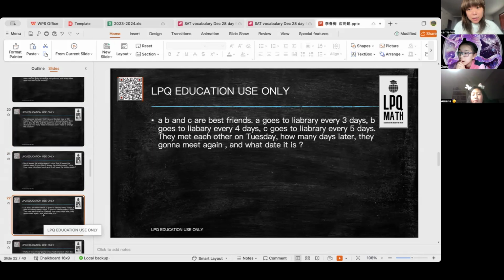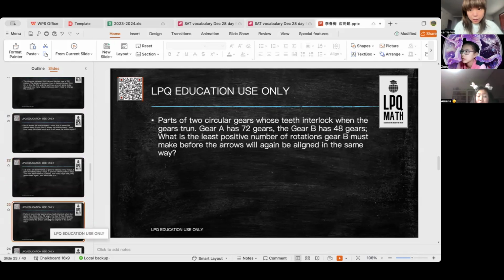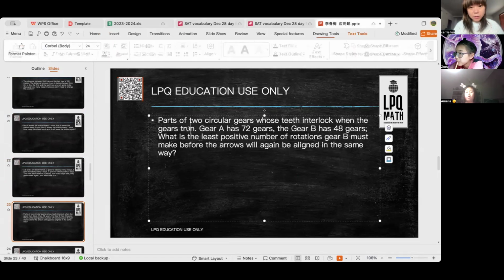A, B, C are best friends and go to 3, 4, and 5 days, and they leave at 3. Did we already do this one? It's the same, right? Oh, no, here, sorry. Parts of the 2 circular gears whose teeth interlock when the gears turn. Typed it wrong.